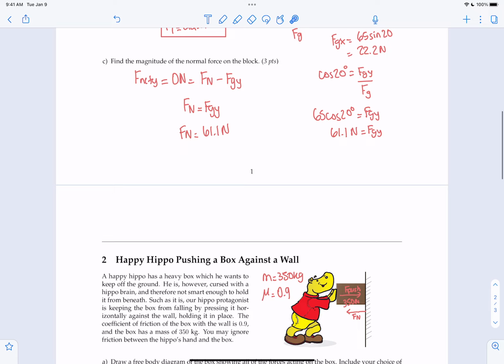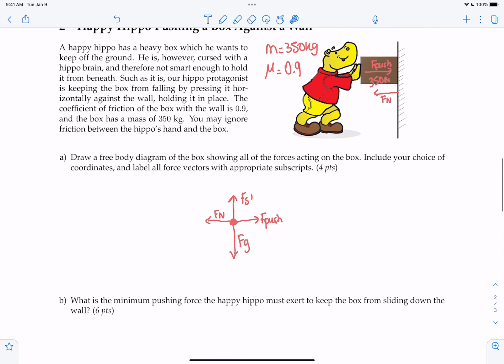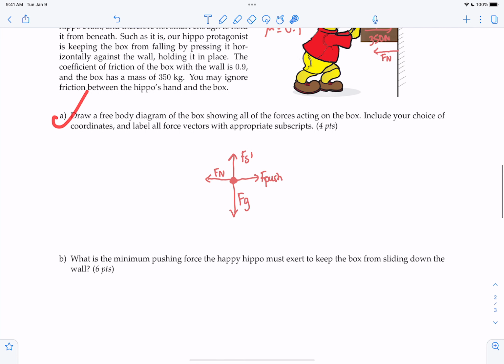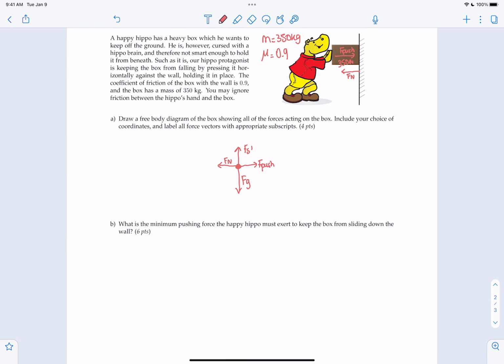Yep, no problem. So with that being said, for part A, that's our free body diagram. We have our static friction force, force of gravity, F push, and the normal force. Does that make sense for part A so far? Okay, cool. So part B now, it says, what is the minimum pushing force the Happy Hippo must exert to keep the box from sliding down the wall?